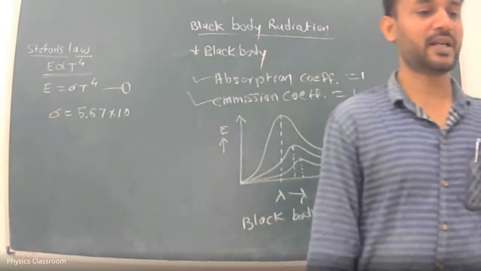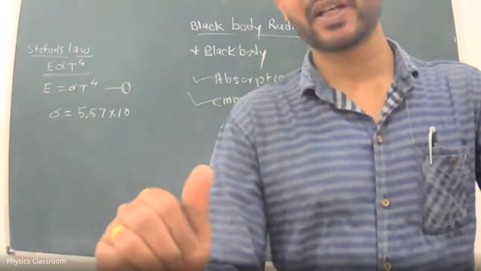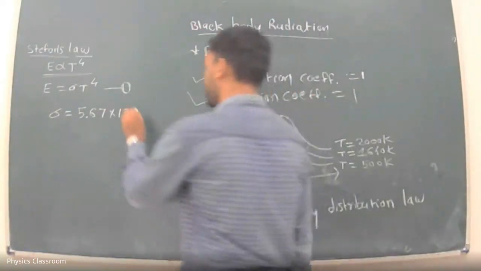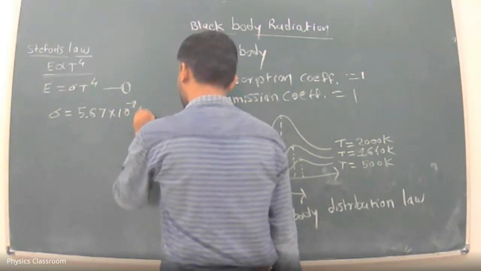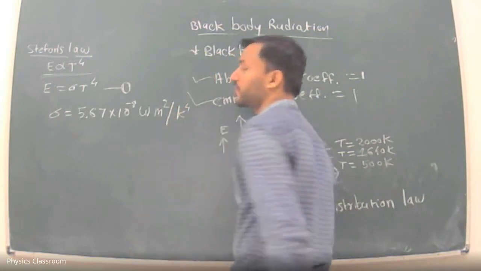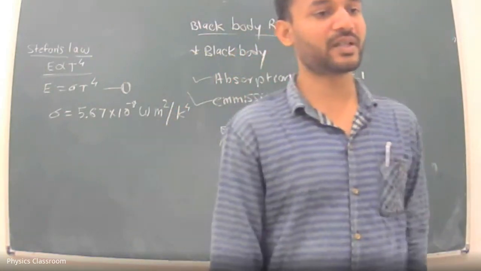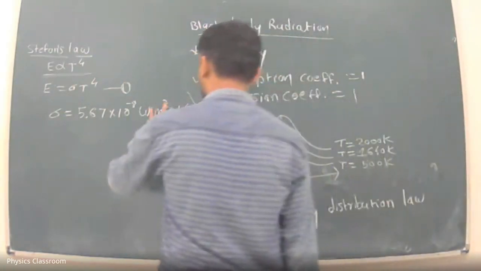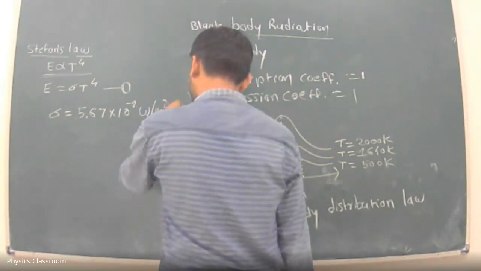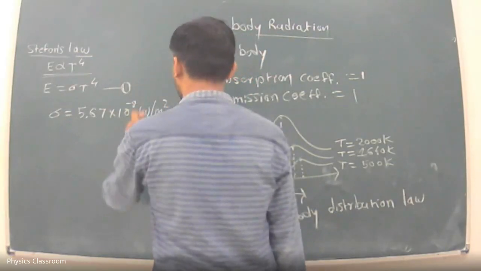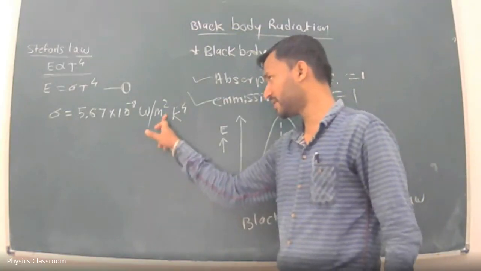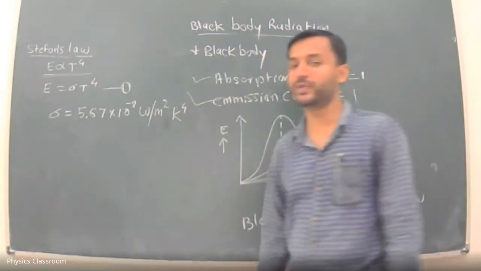5.67 into 10 raised to minus 8 Watt per meter square Kelvin raised to 4. Actually, it is not a Weber, it's watt. Power radiation is the power radiation, and it is the watt.